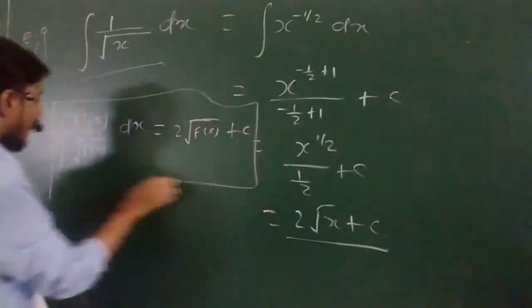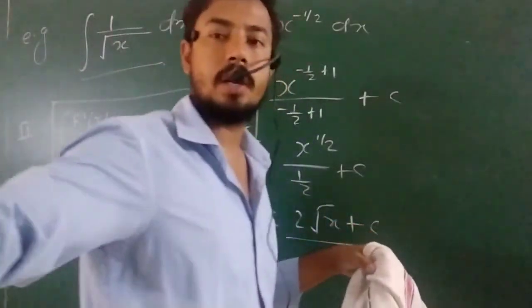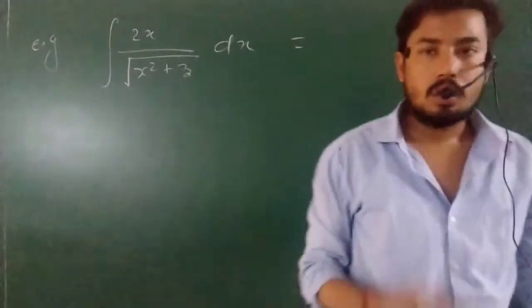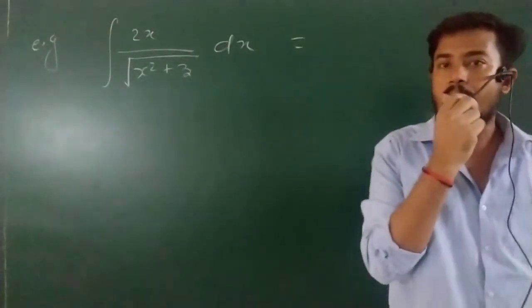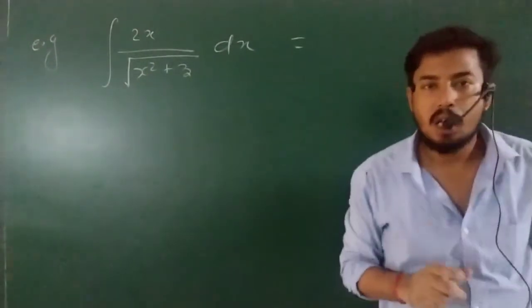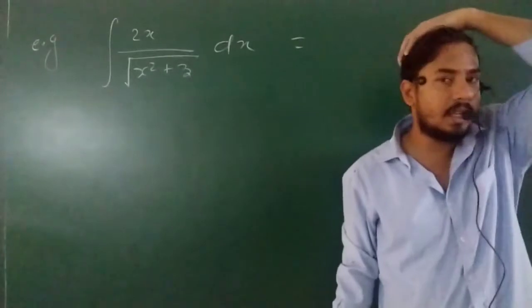I will try to clear this by taking one more example, so just wait and see. Now see, we have one example here: 2x divided by under root x squared plus 3. How can we integrate? So I told you the second formula. You have studied it, you got the second formula.